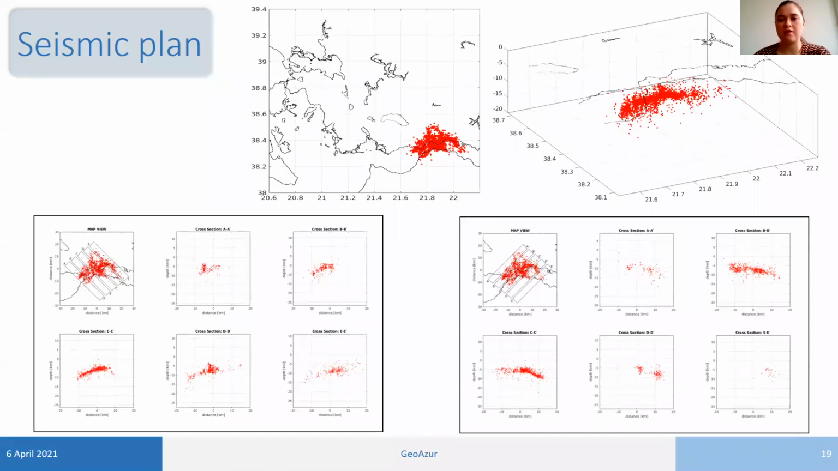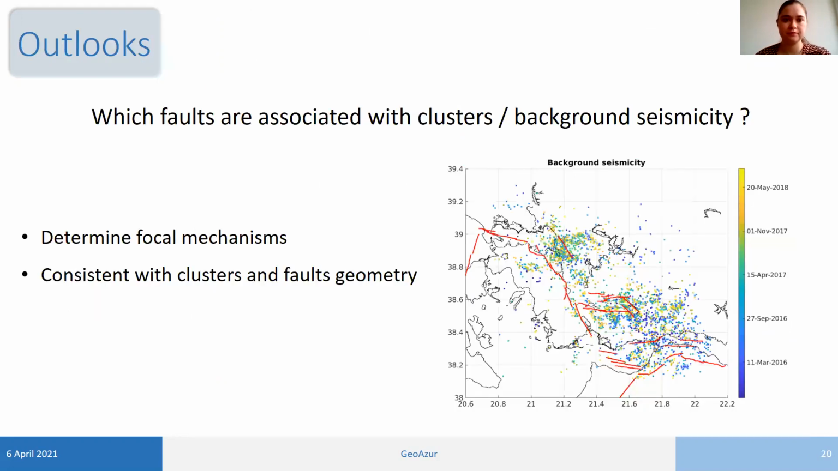There is a change of dip direction from east to west, but once again we have to go further to better understand this shape, the structure and the link between all of that. That was my work until now, and I still have a lot of work to do. But to have an idea of what needs to be done, here are the outlooks.